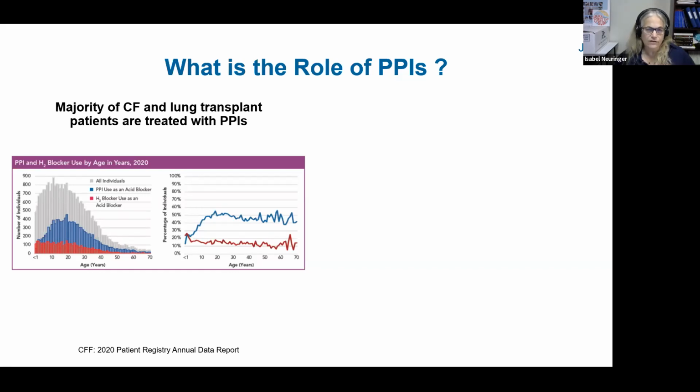The majority of CF and lung transplant patients are currently treated with proton pump inhibitors. This slide is from the CFF 2020 patient registry report. Around 50% of patients are treated with a PPI, and then 10 to 15% are treated with an H2 blocker.